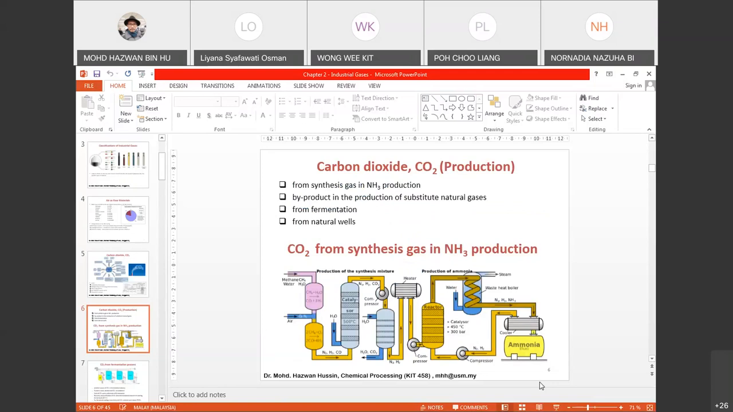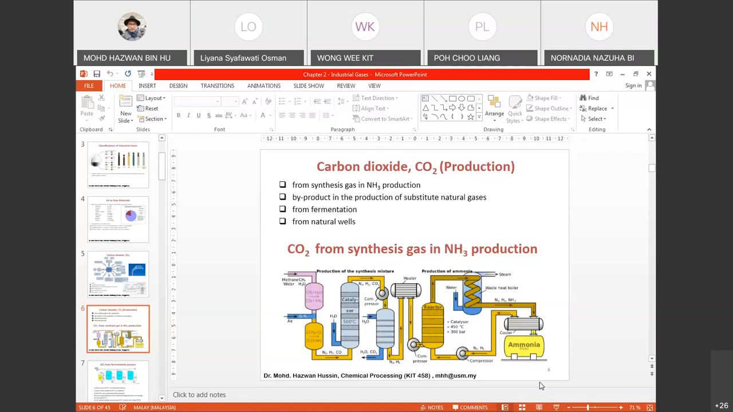For the production of CO2, it can be produced as a byproduct from the synthesis in ammonia production. You will see from here the schematic diagram showing how you can produce ammonia from methane. Methane and water, when you combine them with air, will produce nitrogen, hydrogen and CO2. From here the Haber process goes on, and you will have a byproduct of CO2. It is also a byproduct of substitute natural gases.